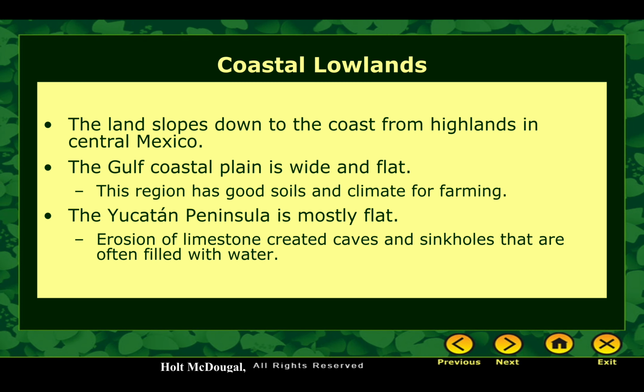So the coastal lowlands, when we talk about lowlands, we're talking about areas that slope downward to the coast where the water is from the mountains in central Mexico. So the Gulf coastal plain is really wide, it's really flat, and it has amazing soil so that they can grow a lot of different crops. The Yucatan Peninsula is mostly flat. Erosion of limestone has created caves and sinkholes that are often filled with water.